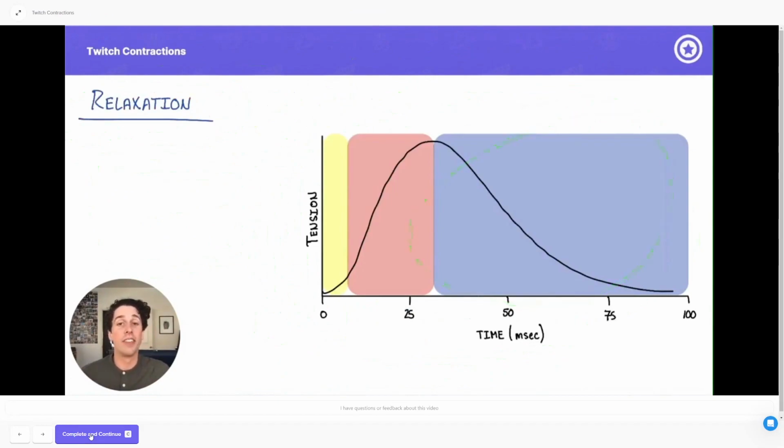This is the last phase of a twitch contraction. And so this is when the calcium ions are being transported back into the sarcoplasmic reticulum from the sarcoplasm. So let's go ahead and take a look at this.